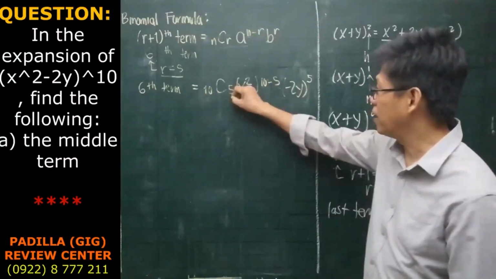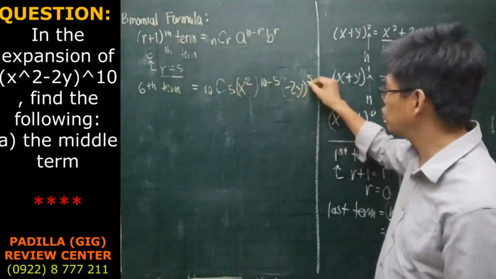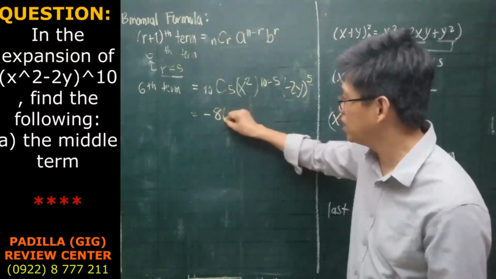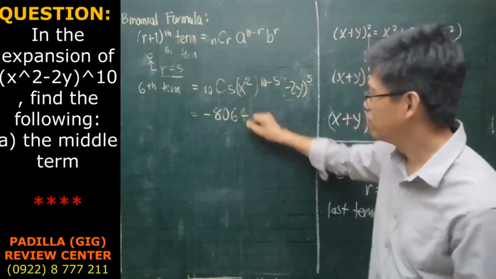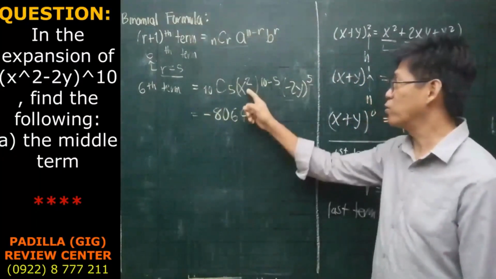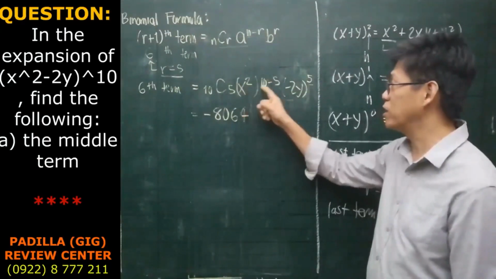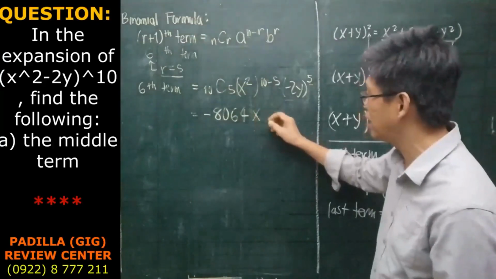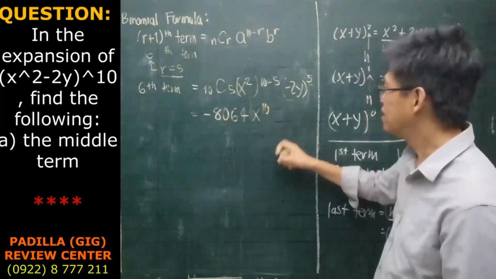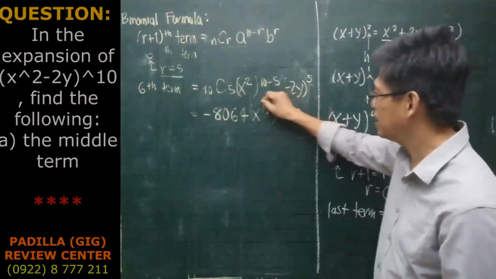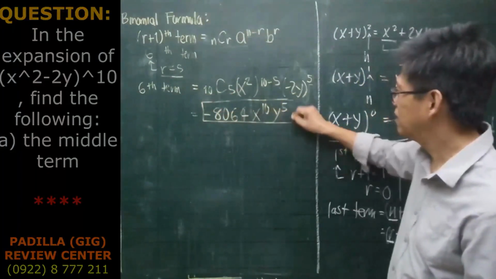So, 10C5 times negative 2 to the 5th, you'll get here minus 8064. X squared to the 10 minus 5, 5. X squared to the 5, this is x to the 10. Then y to the 5. So this is the middle term.